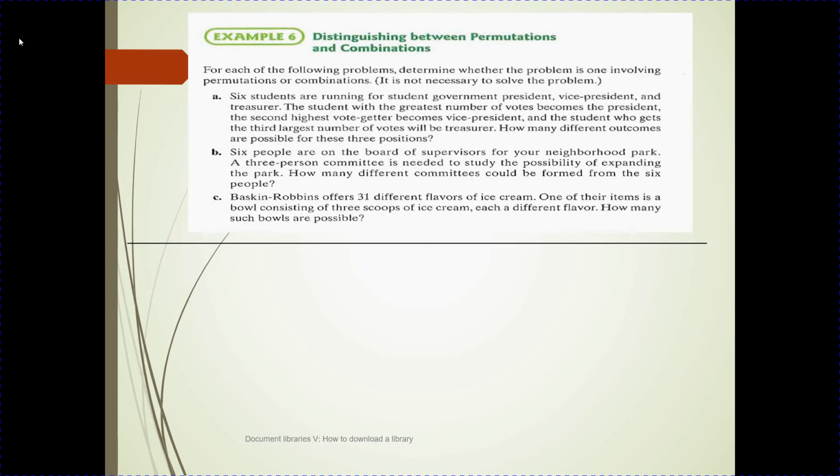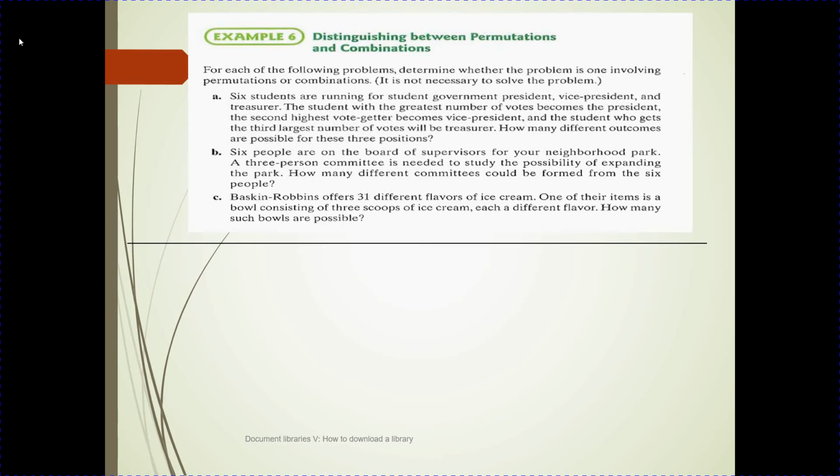Six students are running for student government: president, vice president, and treasurer. The student with the greatest number of votes becomes president. The second highest vote getter becomes vice president. And the student who gets the third largest number of votes will be treasurer. How many different outcomes are possible for these 3 positions?